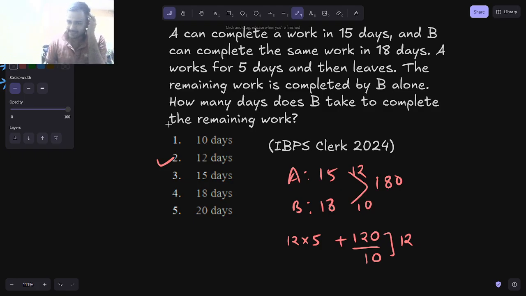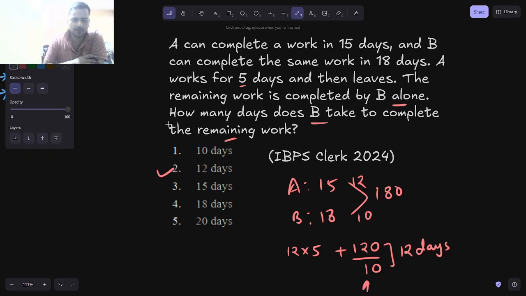Many of us make one mistake. We write the answer as 12 plus 5, which is 17. No, we are only supposed to find how many days B takes to complete the remaining work. B worked only for this amount of time when it had to complete 120, and that was alone. The remaining work is to be completed by B alone. So 120 units of work divided by efficiency will give the time taken by B to complete that amount of work. So this is 12 days. Very basic problem from time and work.